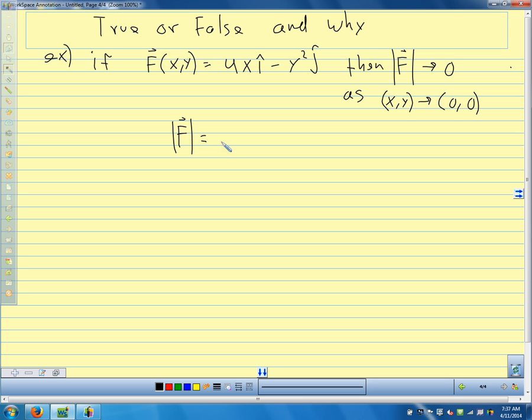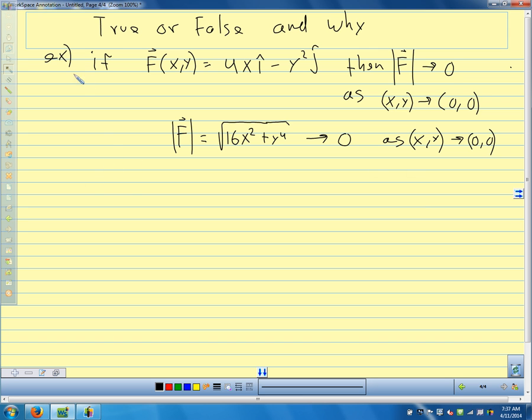So what is the magnitude of this vector? Square root of 16 x squared plus y to the 4th. Does that approach 0 as x and y approach 0, 0? That's a nice polynomial, easy. So that approaches 0 as (x, y) approaches (0, 0). So that one's true. That one was an easy one.